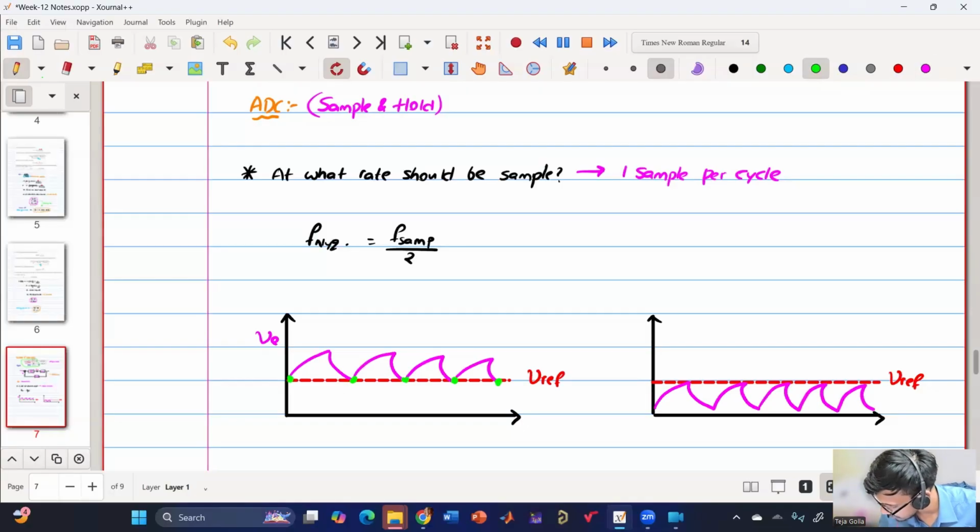Okay, because I'm taking at the peak. So now the peak point is regulated. So it matters wherever you're sampling. So if you want the average value to be regulated at V reference, then you have to take at the midpoint, like the on-time midpoint or off-time midpoint.